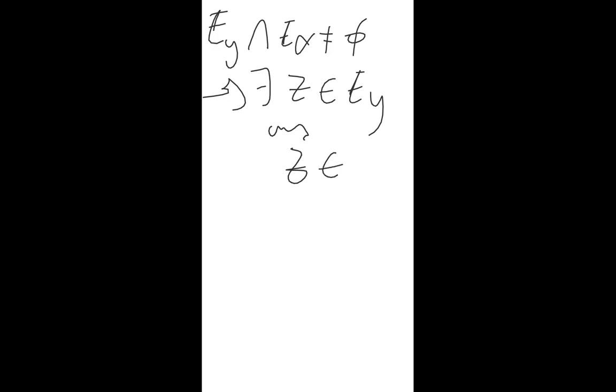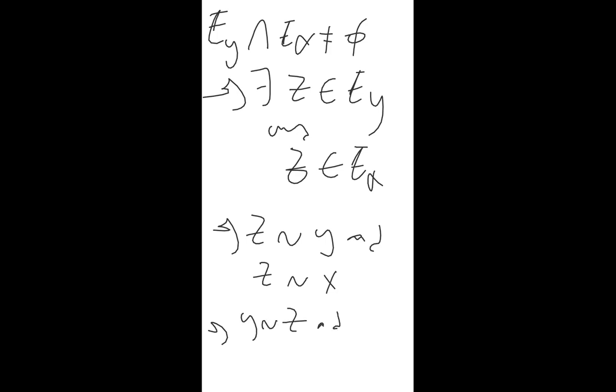Okay, so E_y intersection E_x is non-empty. This implies that there exists z that is in E_y and in E_x. That means that z is in an equivalence relation with y and z is in an equivalence relation with x. And by symmetry and reflexivity, we have y is in relation with z and z is in relation with x. And we use transitivity and we say that y is in relation with x. This means that x is in an equivalence relation with y. We next show that E_y is equal to E_x. So we now have that y is in an equivalence relation with x, and we show that E_y is equal to E_x.